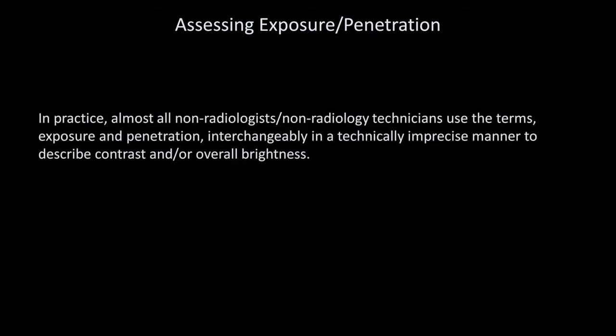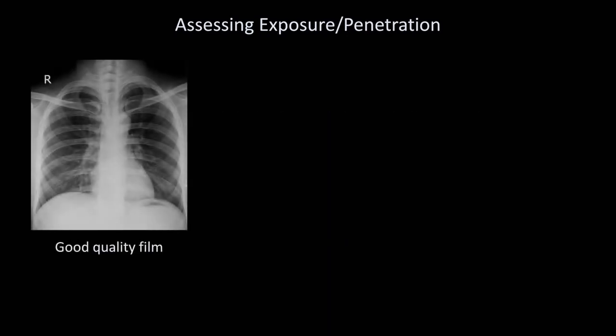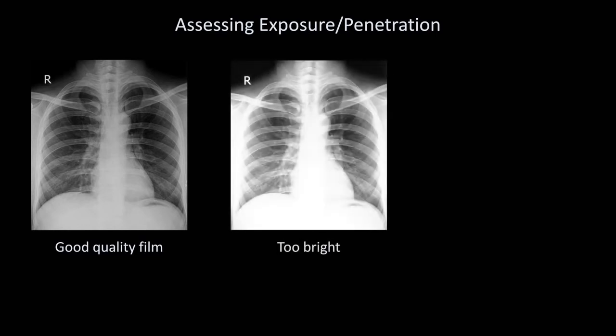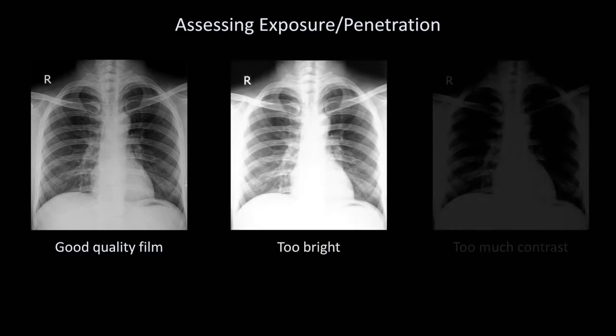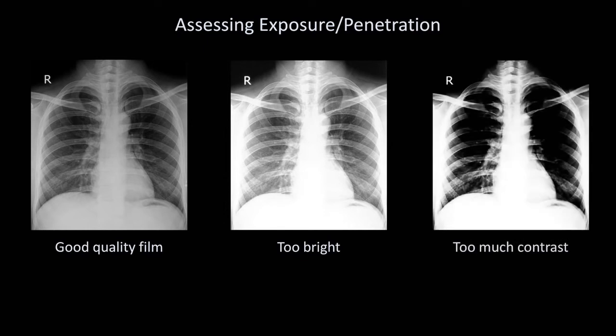When it comes to assessing a film's exposure, in practice, almost all people who are neither radiologists nor radiology technicians use the terms exposure and penetration interchangeably in a technically imprecise manner to describe a film's contrast and or overall brightness. Here's a good quality film where the specific combination of brightness and contrast allow for the best balance of identifying various types of chest pathology. Here is the same patient in which the film is too bright. And finally, in this case, the overall brightness is technically normal, but the film has too much contrast, so the heart looks too bright and the lungs look too dark.